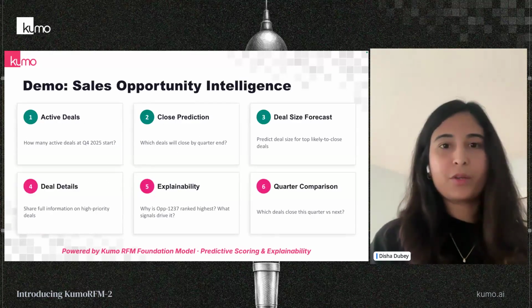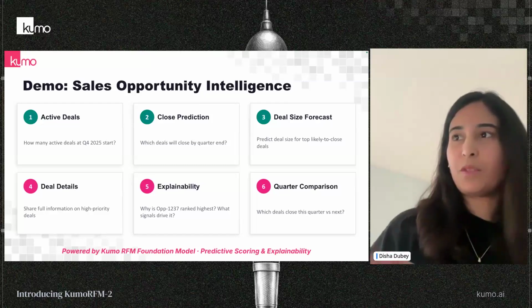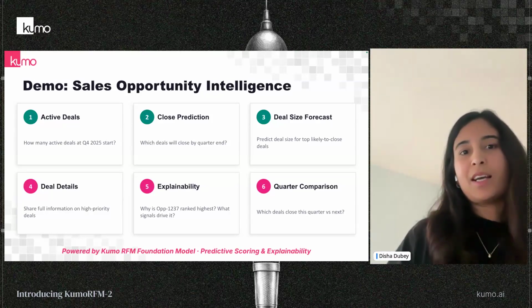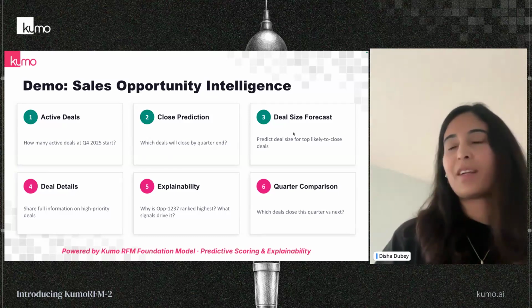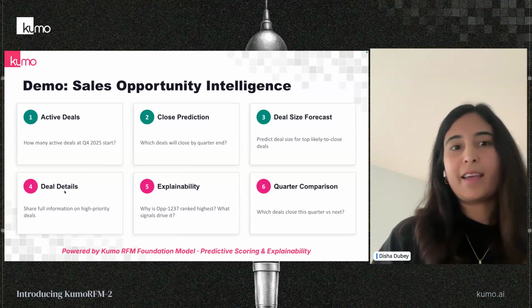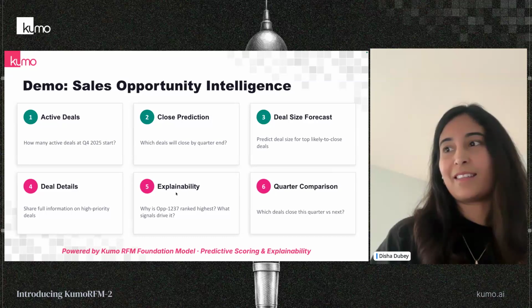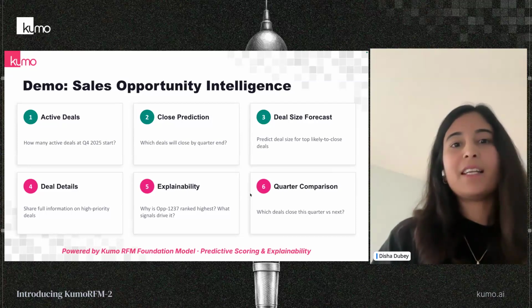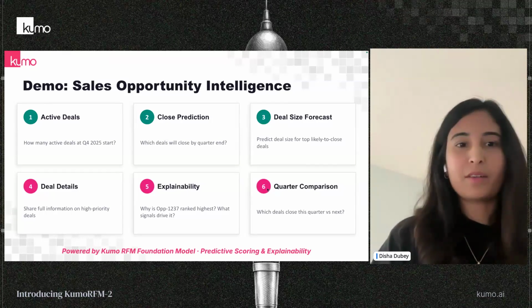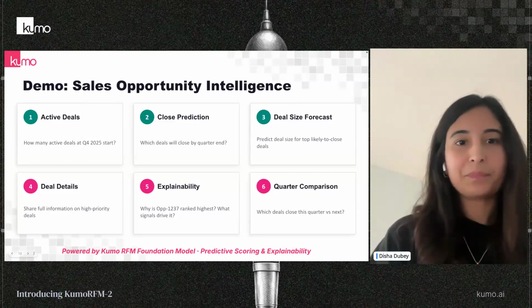Here's exactly what I'm going to do in the next few minutes. I'll start with a simple question: how many deals do we have today, which are in the pipeline? Then I will ask which ones are likely to close by quarter end. Then what are they even worth? And then what's going on inside each of these deals? And critically, one of the important questions is why a particular opportunity was ranked high or low. And then finally, how this changes your plan for the quarter. And this entire workflow would happen through a single model, which is Kumo RFM.